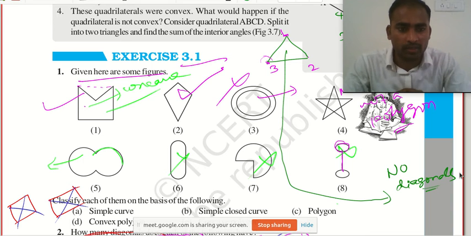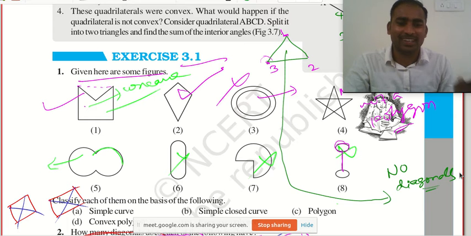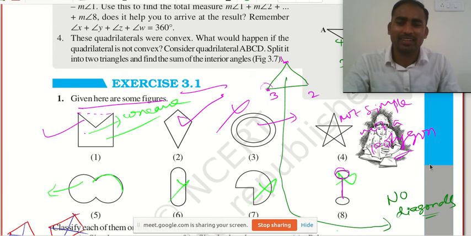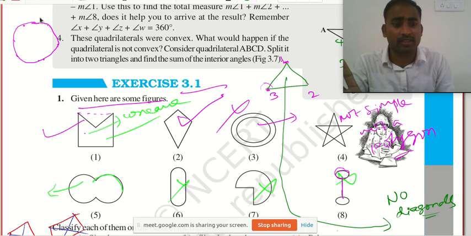Next, I will ask: does a circle have a diagonal? Why, brother? Circle has a diagonal. How are you saying no? See, point to point is a diameter. I will tell you how. This is your circle. All the points on the circle are vertices. Here also this can be a vertex. This can be anything on the circle.